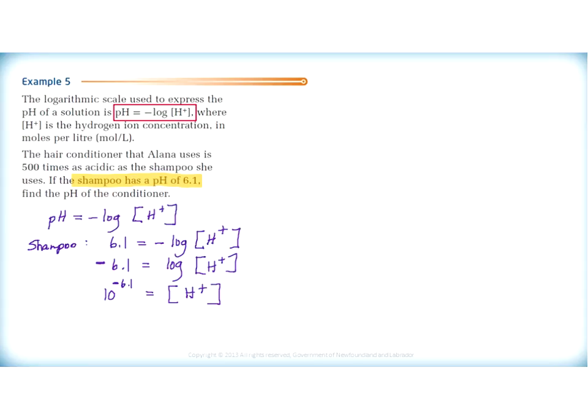Now we are told that the hair conditioner, this is another key piece of information here, the hair conditioner that Alana uses is 500 times as acidic as the shampoo. So using that piece of information, we know that for the conditioner, the hydrogen ion concentration is going to be 500 multiplied by 10 to the power of negative 6.1, since it is 500 times as acidic.